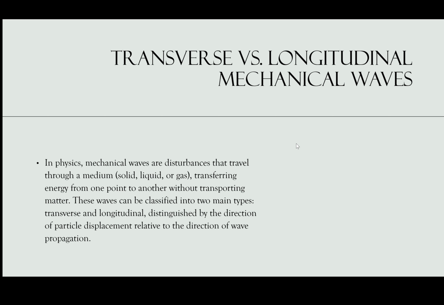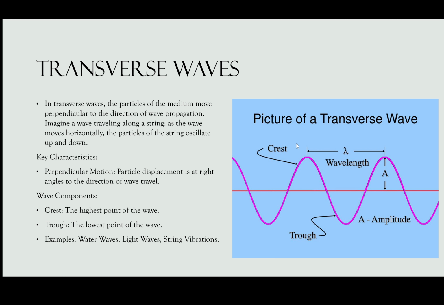So we know that mechanical waves are disturbances that travel through a medium, solid, liquid, or gas, transferring energy from one point to another. Those are what waves are. They are disturbances traveling through media that transfer energy from one point to another without transporting matter. These waves can be classified into two main types, longitudinal and transverse. Transverse waves, what are the characteristics of these waves? For example, a wave traveling along a string is an example of a transverse wave, where we have perpendicular motion.